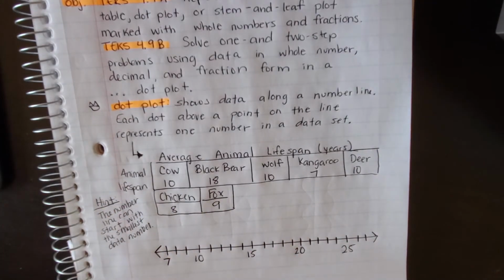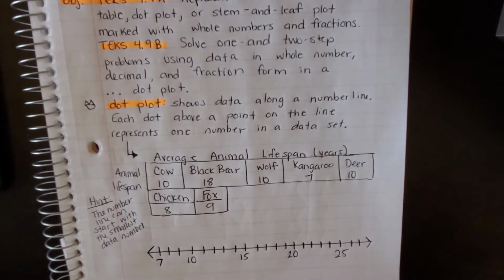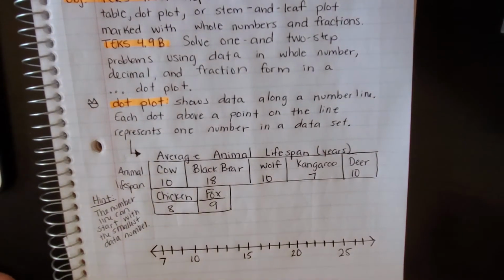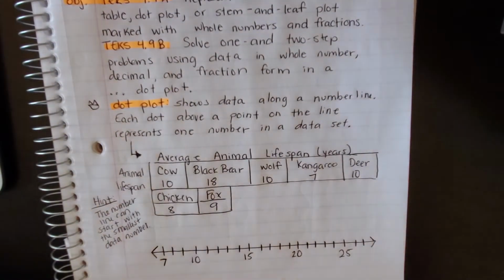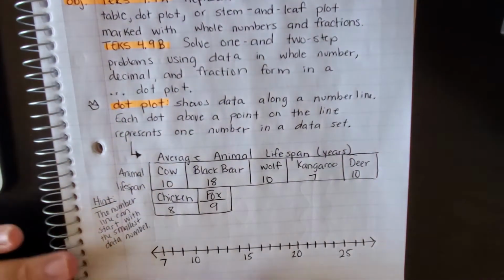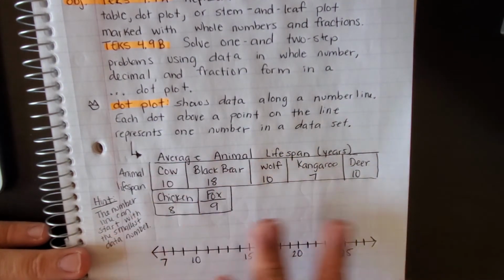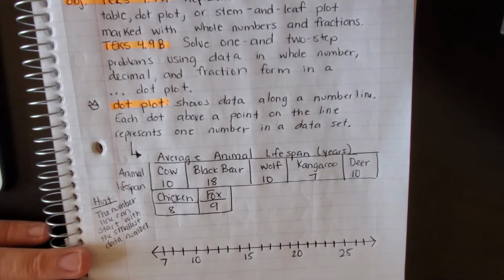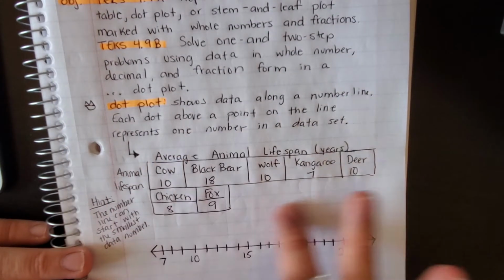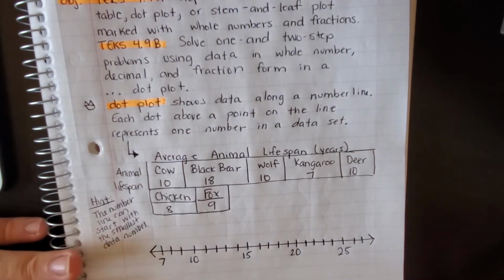So I created this dot plot right here. I went above the number, that way we're able to dot everything correctly. Now I have my number line. It ends at 27, which is good, right? Because I have no number greater than 27. Now I look at my information here.